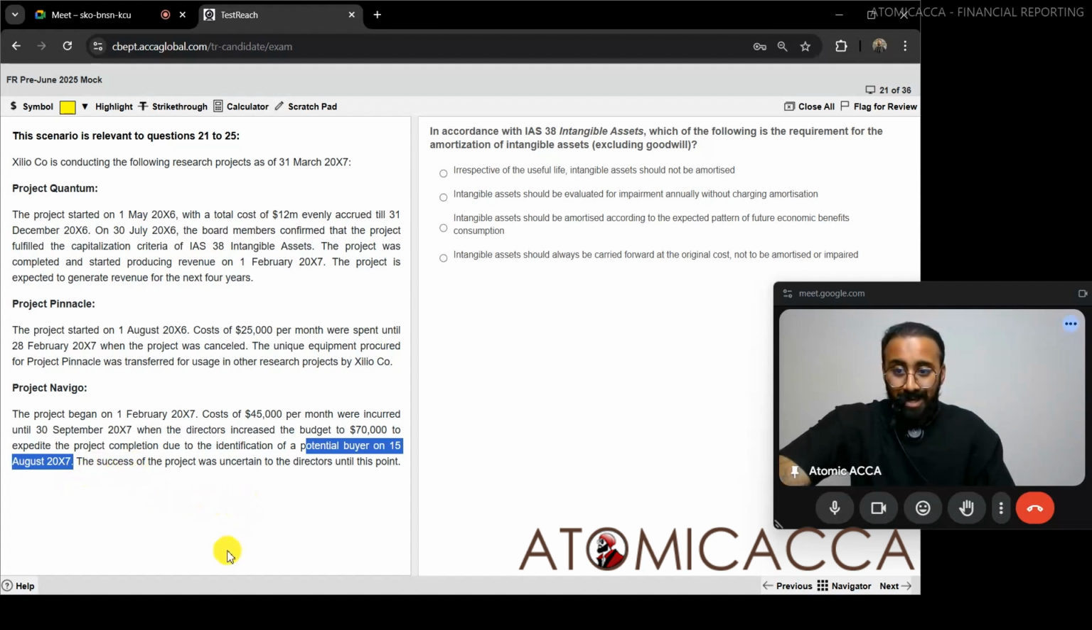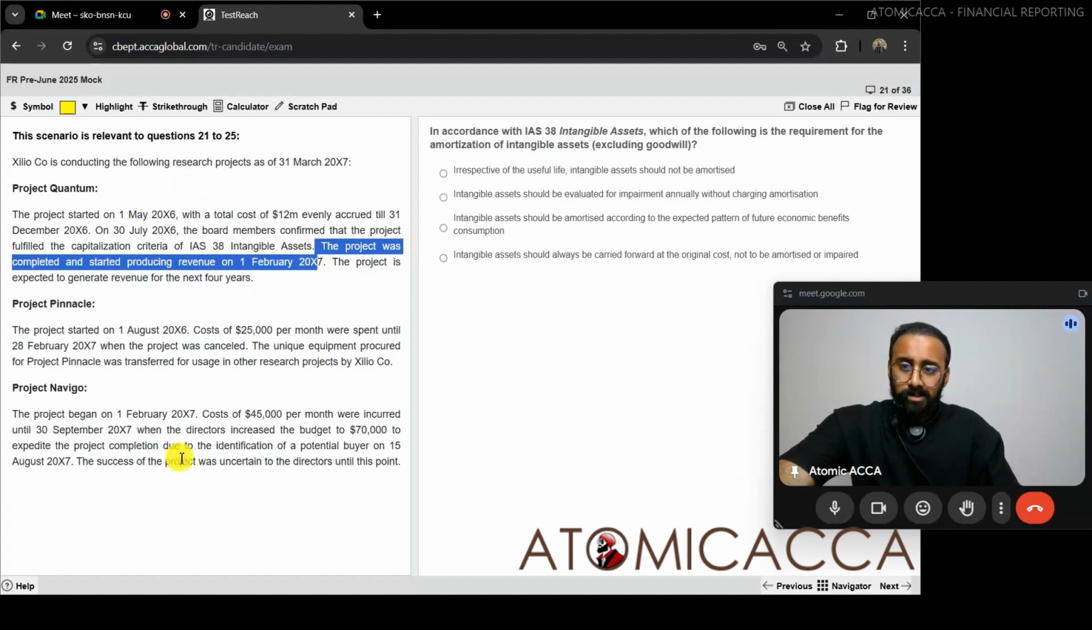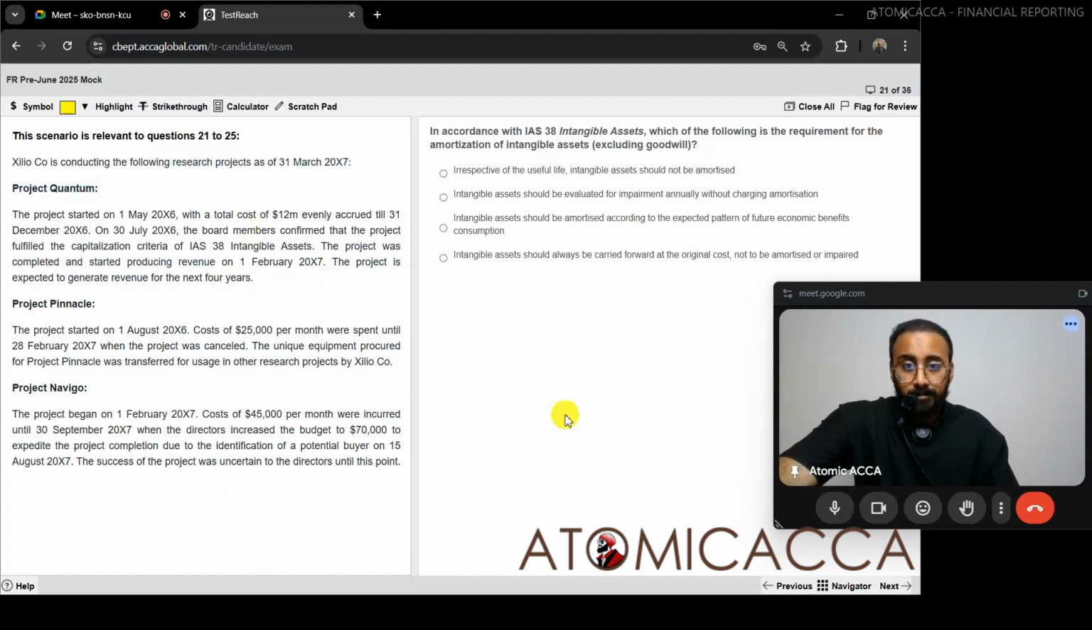Budget was increased. Success of the project was uncertain to the directors until this point, which means capitalization criteria was not met until then. So this is the information we have here. Everything is about IAS 38 research and development.